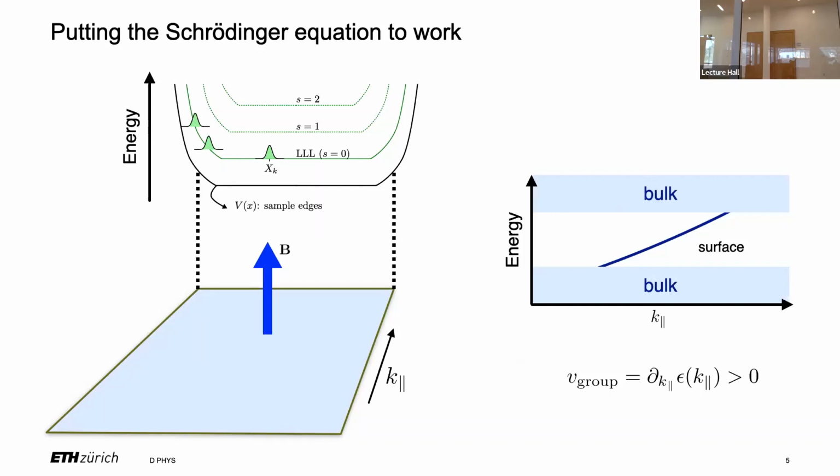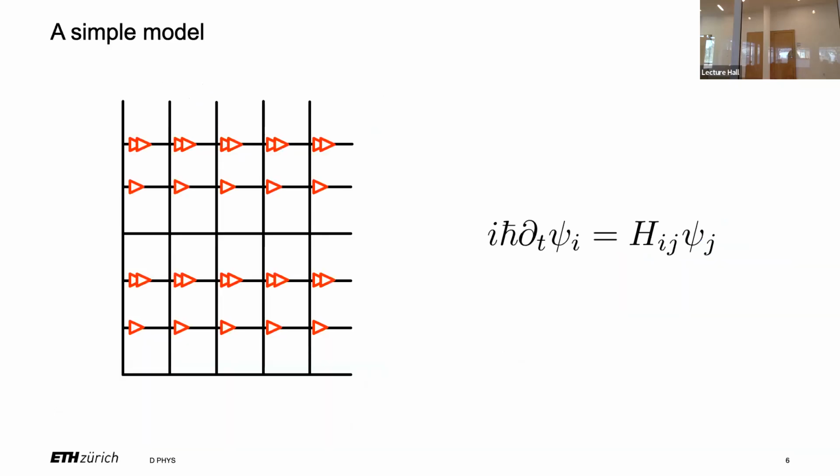Now the question is, how can I take this over to classical materials? As it typically goes, these magnetic fields are annoying. It's a gauge field, and I don't want to be bothered with it. Let me write down a simple model. What you see here is a simple two-dimensional model on a square lattice with some phases that you acquire when you hop. It's a model for a magnetic field on a lattice. Then you write down the Schrödinger equation again, which is just a tight binding model.